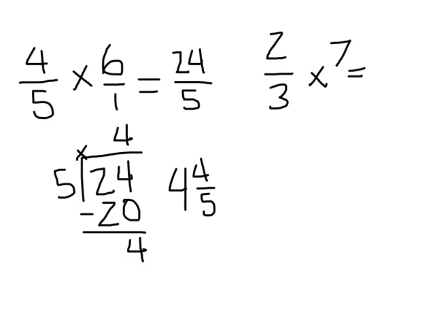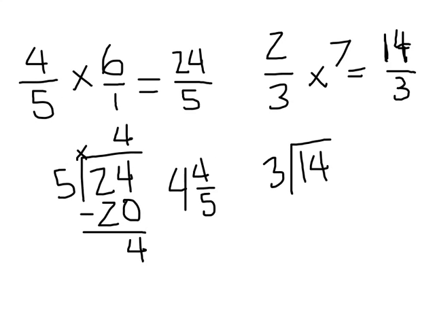Let's try another example. What is 2/3 times 7, written as an improper fraction? Well, 2 times 7 is 14, and my denominator is still 3. What do I need to do now? I need to change that result into a mixed number by dividing 14 divided by 3. When you divide 14 divided by 3, what mixed number results? Well, 3 goes into 14 4 times. 4 times 3 is 12. And when I subtract, I have 2 left over. The answer is 4 and 2/3.